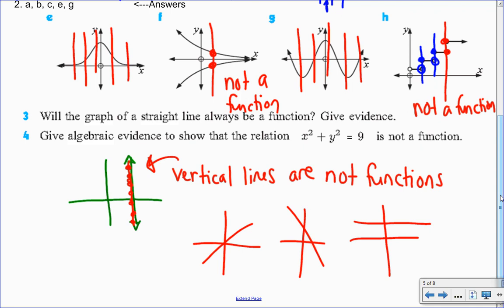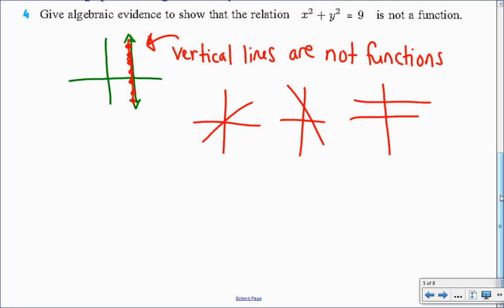Okay, and then x squared plus y squared equals 9, we want to give algebraic evidence to show that it's not a function. So x squared plus y squared equals 9. So when we're giving algebraic evidence, we want to show that if I use one x value and get a value of y, I can use another x value and get the same value of y.